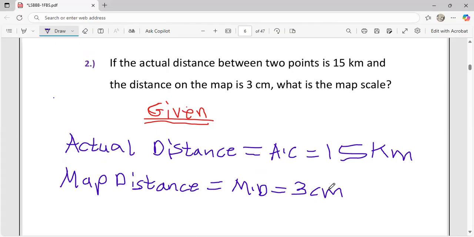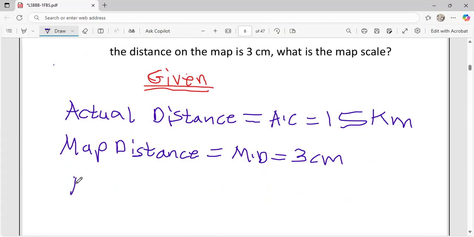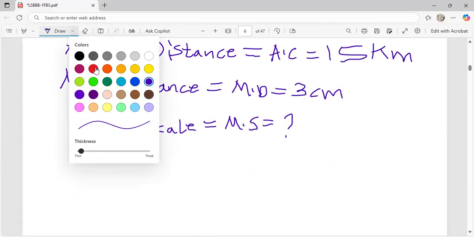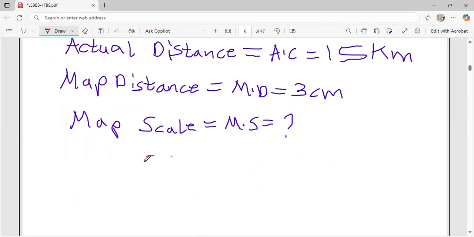What is the map scale? They are looking for the map scale. So from what we just learned earlier, we can apply that to make life much easier. Our map scale is what we don't know, so we come and write our solution and see how best we can solve it.